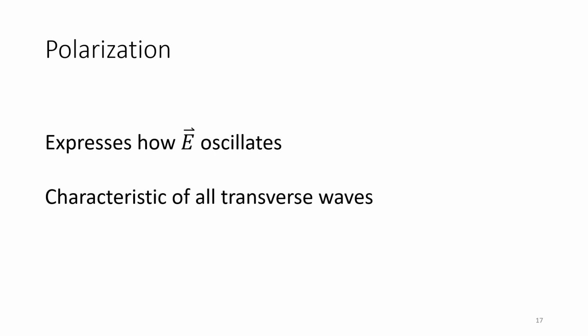From what we know so far, polarization expresses the behavior of how the electric field oscillates. We also know that this is a characteristic of transverse waves, or EM waves. The question we have to answer is, what does it mean when it comes to light? How does polarized light differ from unpolarized light?